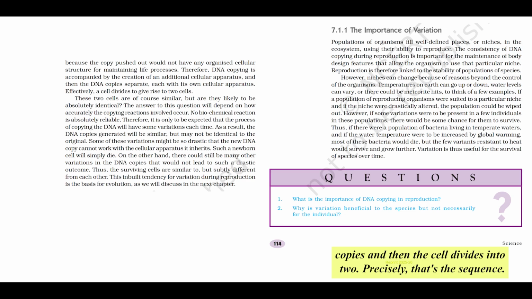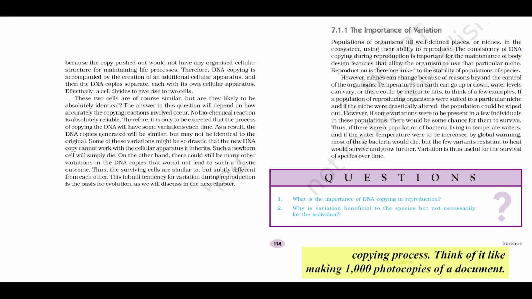Precisely. That's the sequence. Now, here's where it gets really fascinating and crucial for understanding evolution. Are these two resulting daughter cells absolutely identical to the parent, or even to each other? The simple answer is no. While they are remarkably similar, they are rarely, if ever, absolutely identical. This is because no biochemical reaction, no matter how precise, is perfectly reliable. There's always an inherent, albeit very small, chance of errors or variations occurring during the copying process.